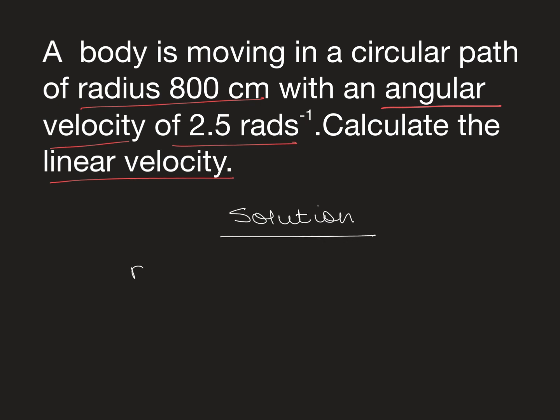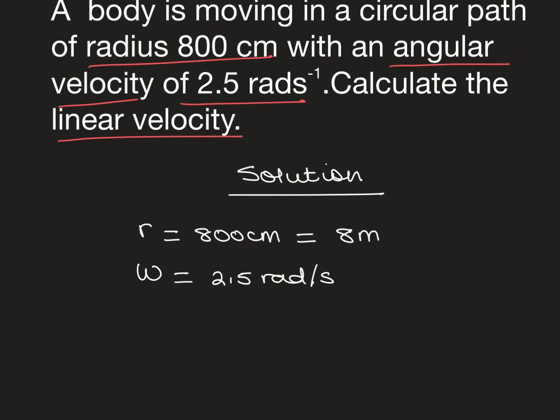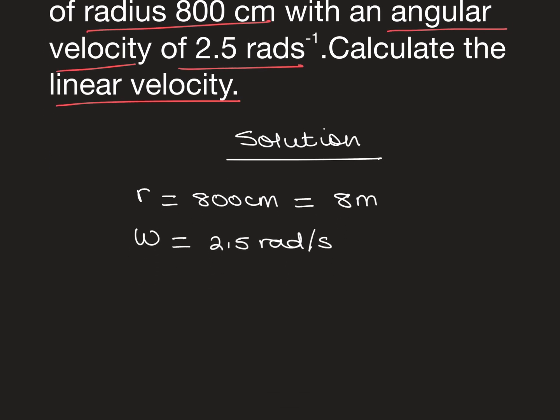The radius is 800 centimeters, and we can express that in meters by dividing it by 100. So 800 divided by 100 will give us 8 meters. And the angular velocity, omega, is 2.5 radians per second. So with this given information, we can find the linear velocity.